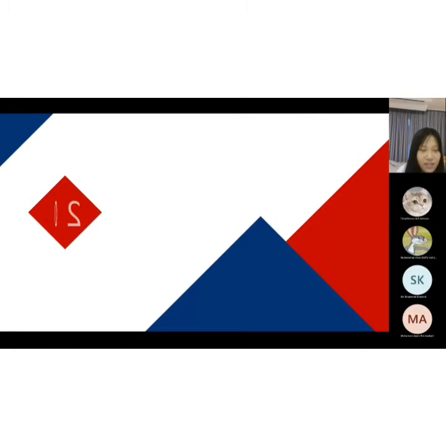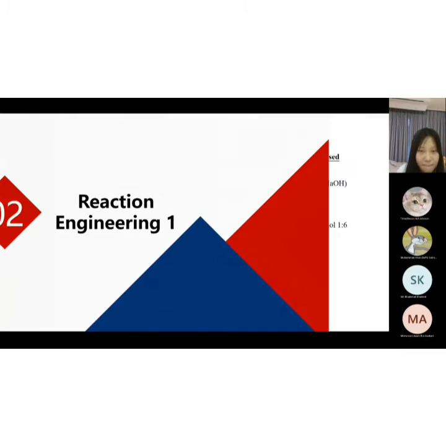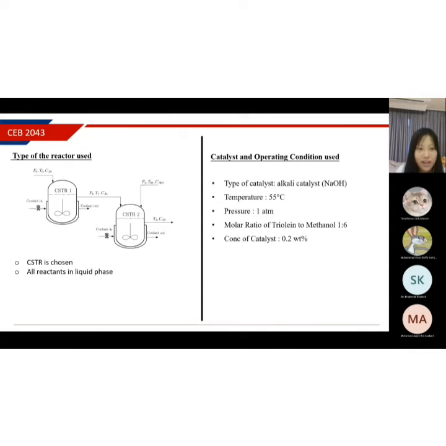So now I'll be introducing the reaction engineering 1 part. For the type of reactor used, we have chosen CSTR, which is a continuous stirred tank reactor. The reason we chose this is because all of our reactants are in the liquid phase, and the CSTR is our best choice. As for the catalyst and operating conditions used, we are going to use an alkali catalyst, which is sodium hydroxide, with operating conditions of 55 degrees and 1 atmospheric pressure.